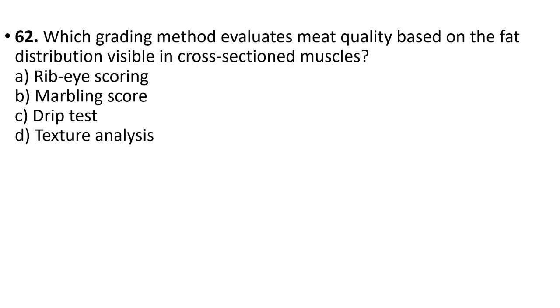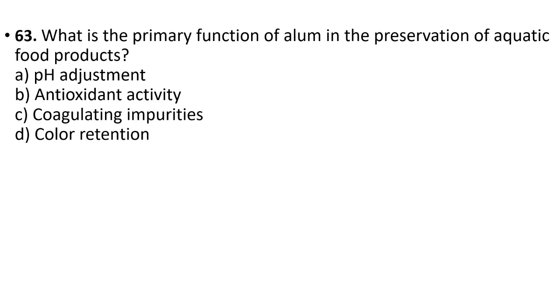62. Which grading method evaluates meat quality based on the fat distribution visible in cross-section muscles? Rib eye scoring, marbling score, grip test, texture analysis. B. Marbling score.